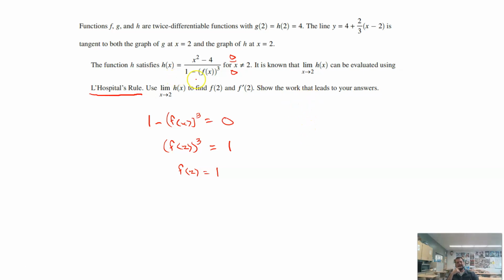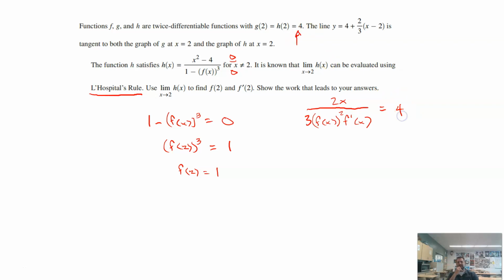so I'm going to take just the derivative of the bottom. It's the only part that I care about. I'm going to get 3 times f of x, and that is squared, and then I'm going to multiply that by f prime of x. Knowing that, I take the derivative of the top as well, so I get 2x using L'Hopital's rule. I know that that is equal to 4, okay?